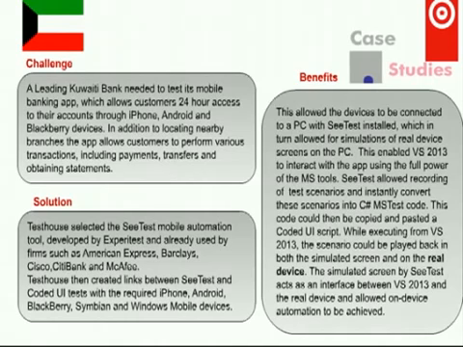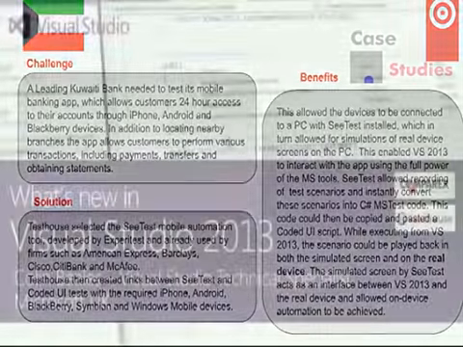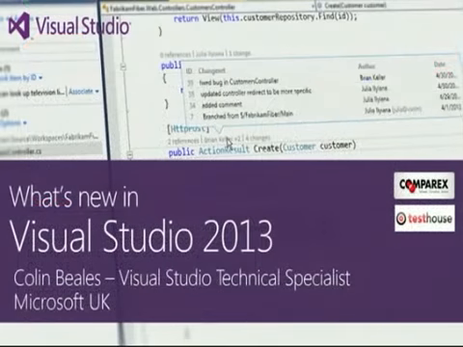C-Test allowed recording of test scenarios and instantly converted these scenarios into C# MS test code. This code could then be copied and pasted into a coded UI script. So while executing from VS 2013, the scenario could be played back in both the simulated screen and on the real device. The simulated screen by C-Test acts as an interface between Visual Studio 2013 and the real device and allowed on-device automation to be achieved. So a very valuable combination of tools there using Visual Studio 2013 and C-Test.